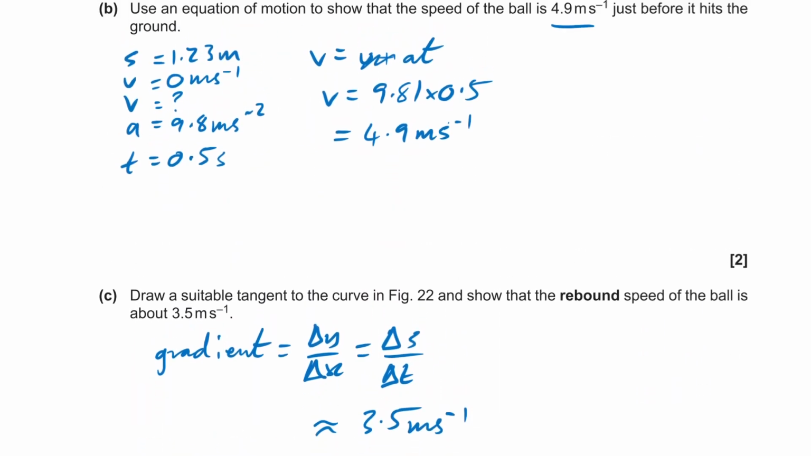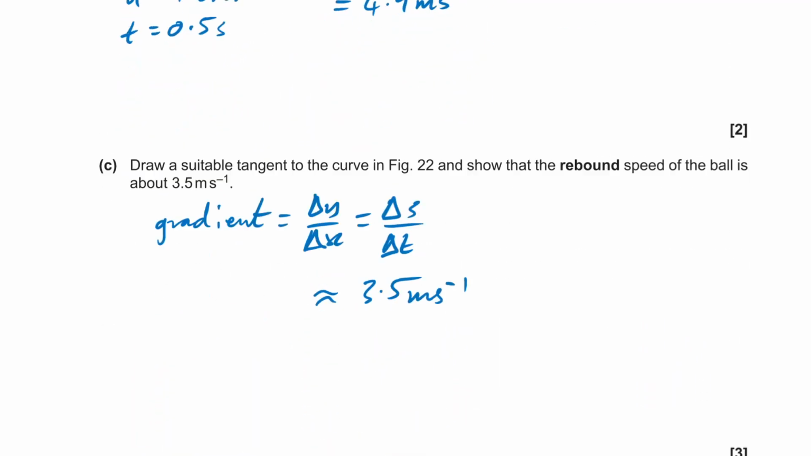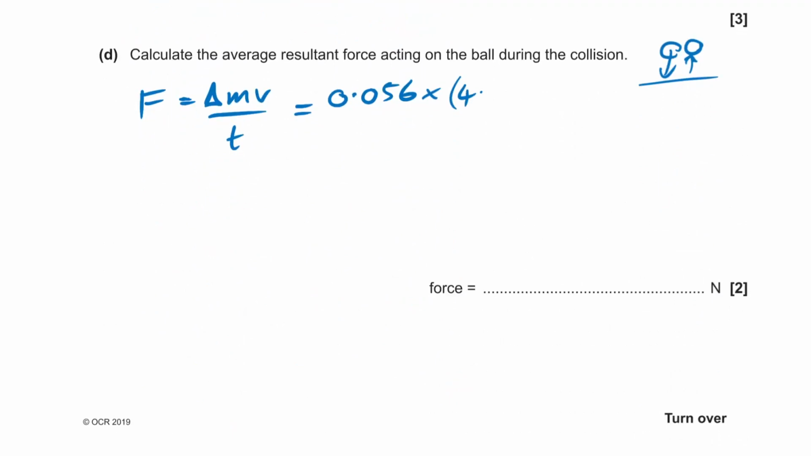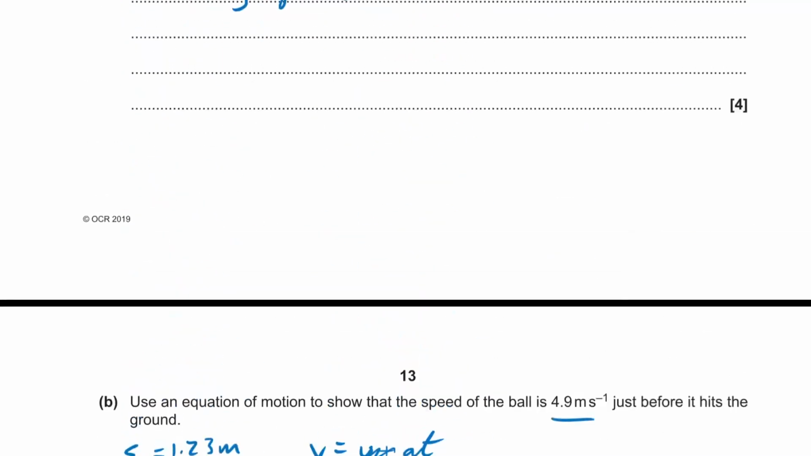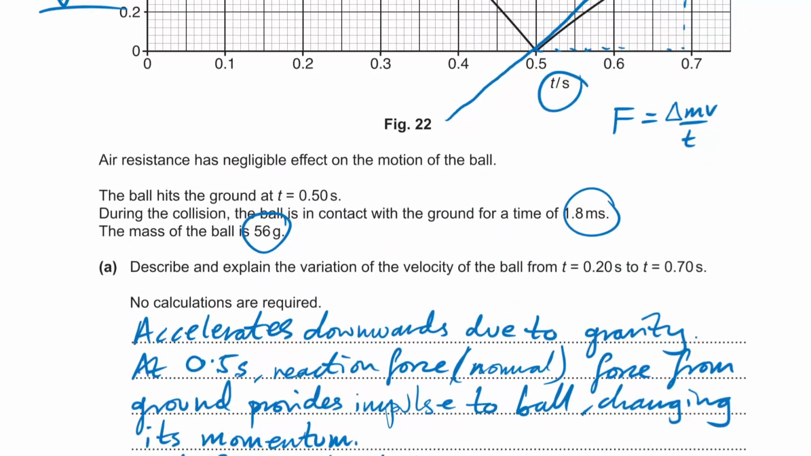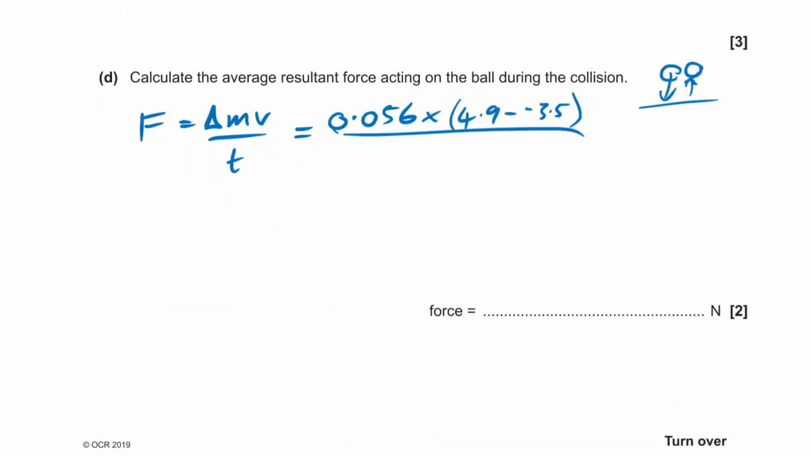So we're going down at 4.9 meters per second, but up at 3.5. Doesn't matter which way around you do these, so long as you do one the opposite to the other. So we're going to say the difference is 4.9 take away minus 3.5, because we're going all the way from 4.9 meters per second through 0 to minus 3.5. Obviously our change in velocity is going to be greater than just 4.9.